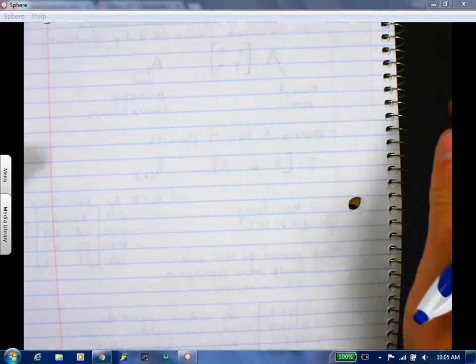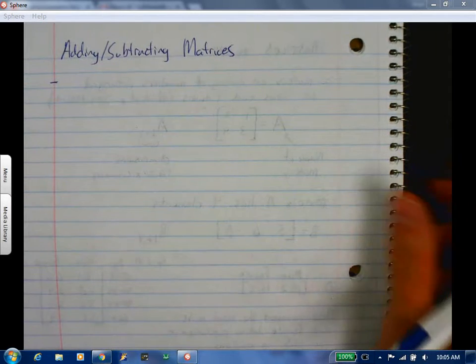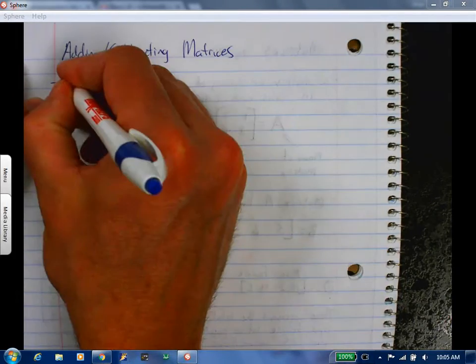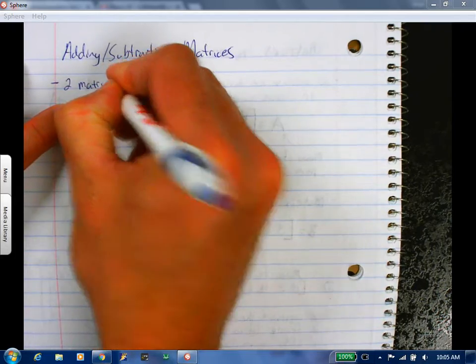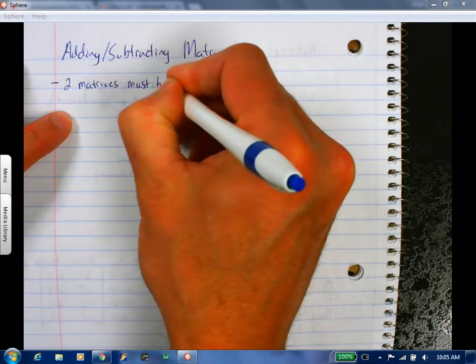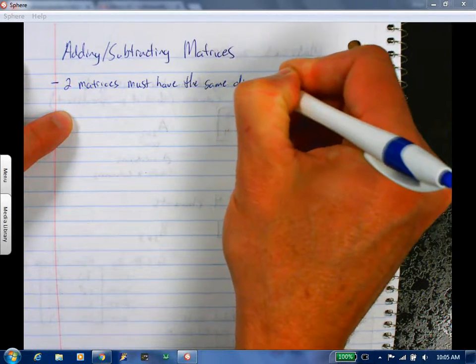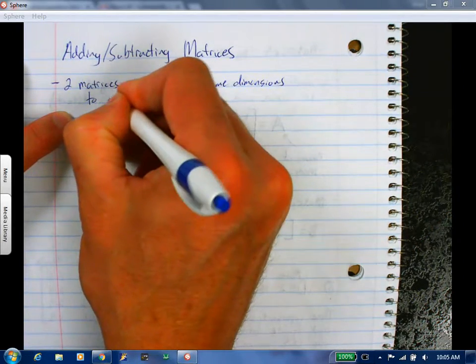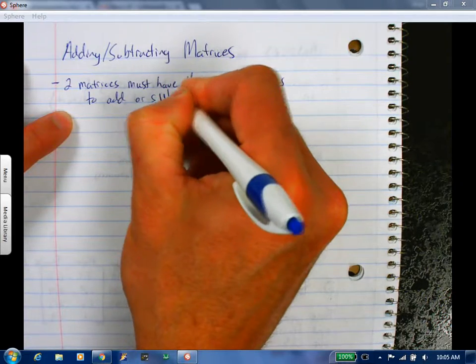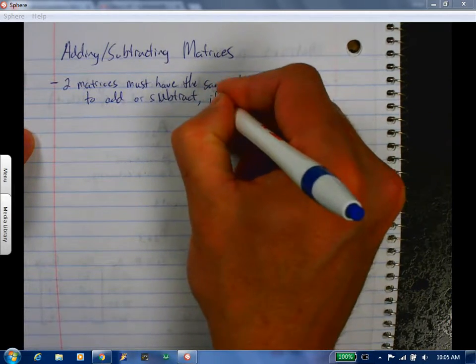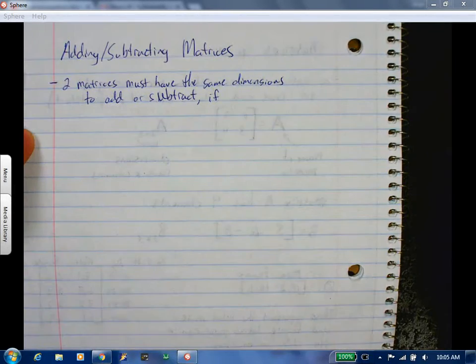Adding, subtracting matrices. Two matrices must have the same dimensions in order to add or subtract. So that's going to be your main checkpoint there, is if they're different sizes, you can't do it.